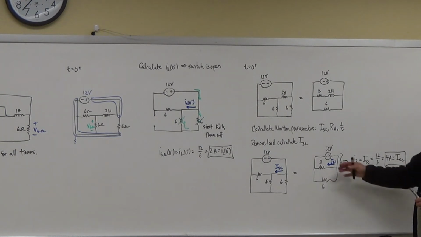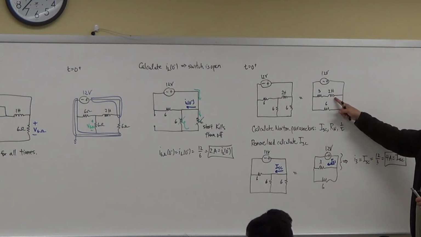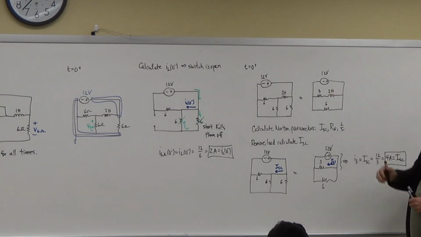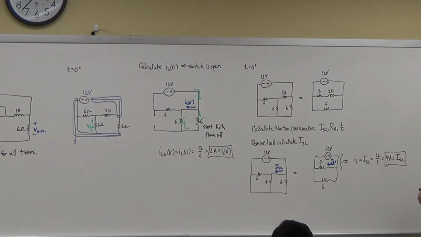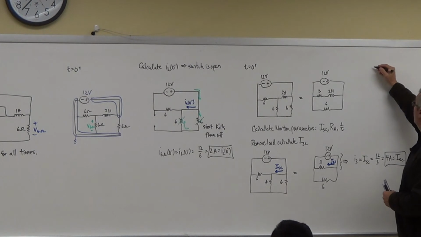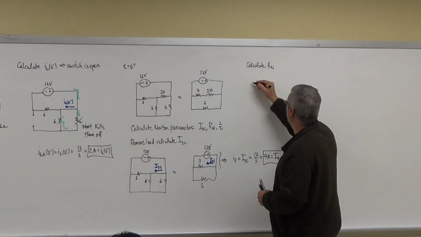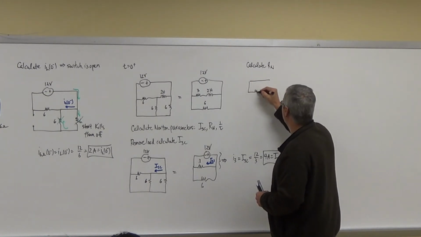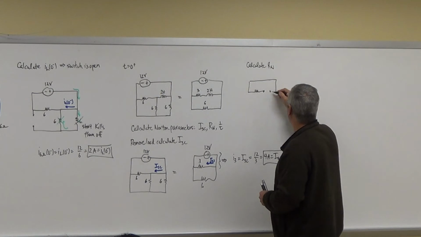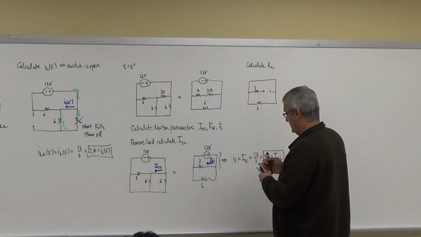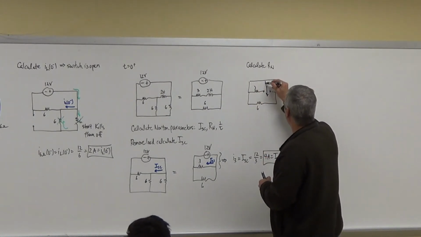So what do I do? I remove my load. I short that guy out, and you can see that I have to have 3 and 2. Is it in series or in parallel? Let's look at it. So now I want to calculate Rn. So now I short this guy out. I got 3 here. I got this load. And then I have this guy 6 here. And this guy is going to be somewhere in here. I got to calculate Rn.